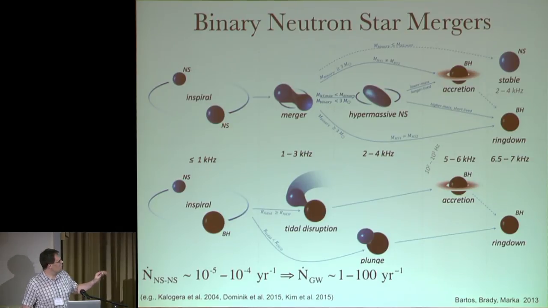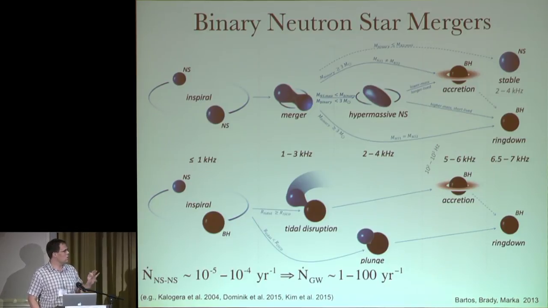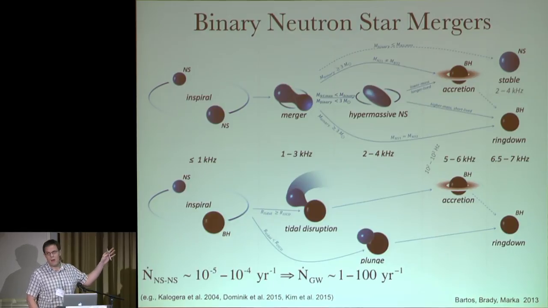In the case of neutron star and black hole binaries, the outcome depends on the mass of the black hole. If the black hole is very massive, greater than about 10 solar masses, depending on spin, it will swallow the neutron star whole, and we don't think you get much at all in the way of a debris disk. However, if the black hole is less massive, it will tidally disrupt the neutron star outside of its horizon, and this is another way to form a massive accretion disk.